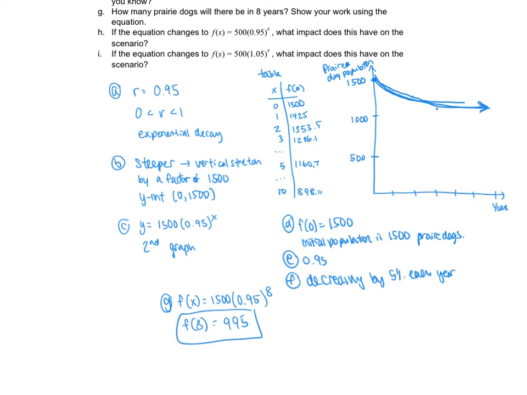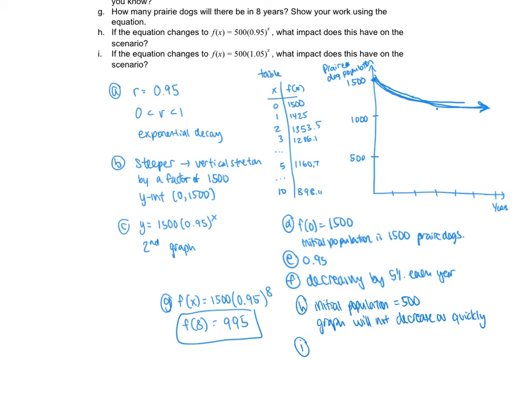H, if the equation changes to 500 times 0.95 to the power of x, what impact does this have on this scenario? So the initial population will be 500, and the graph will not decrease as quickly. Remember, the larger the a value, the faster it decreases or increases.